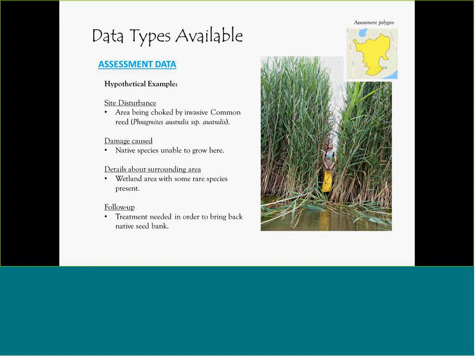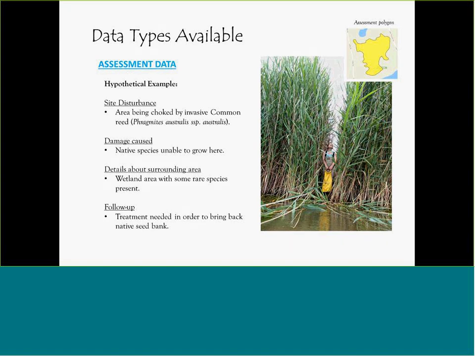Something you might want to include would be that this is a wetland area and some rare species are present. So again, it's really important to try to protect that area because of these rare species being there. You would then say, as follow-up, after I've created this assessment record, now I see that we need to go in and do treatment, bring back that native seed bank.